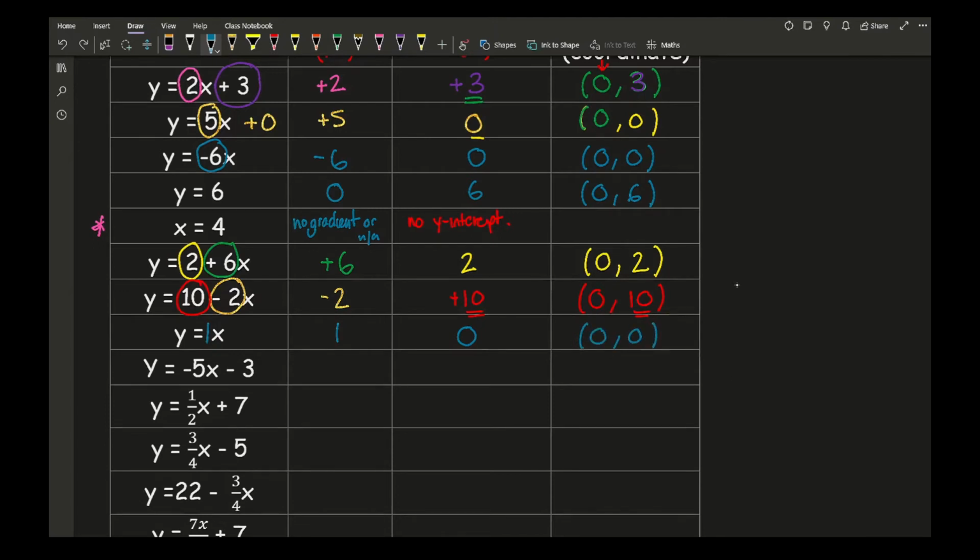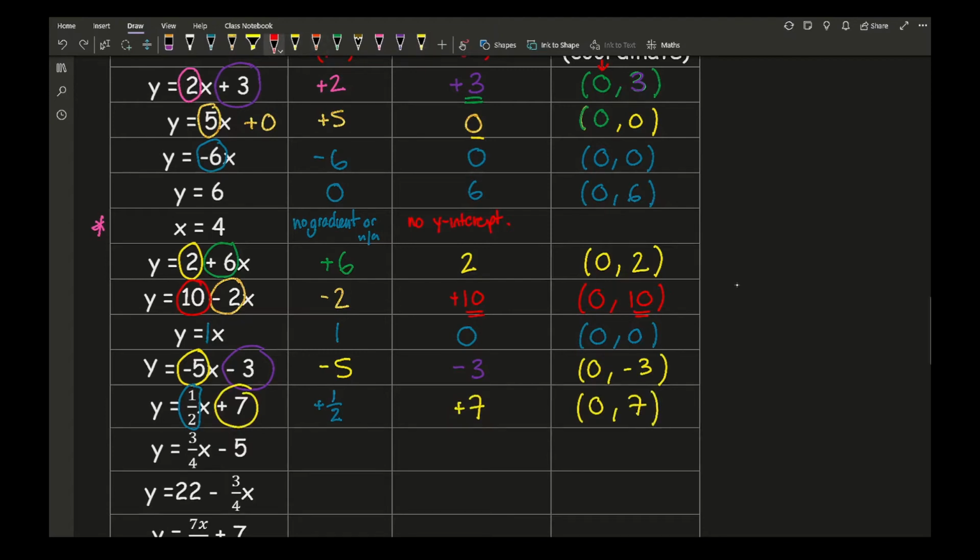Then for the next one, here again, we've got minus 5x. So it's going to be minus 5. And the number being added or subtracted is minus 3. So we write minus 3 there. And then writing that as a coordinate, it's going to be 0, minus 3. Now moving on to the next one. You can see here now we've got a fraction, which is again not a problem. So here we've got positive a half, or just a half. And again, the number being added or subtracted is plus 7. So I've got positive 7. Therefore, writing that as a coordinate is going to be 0, 7.